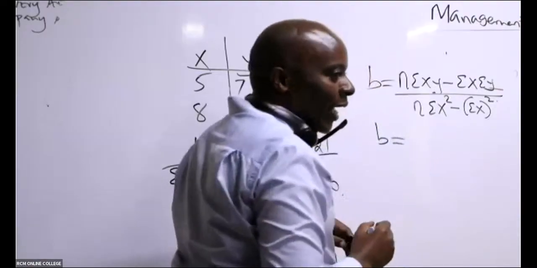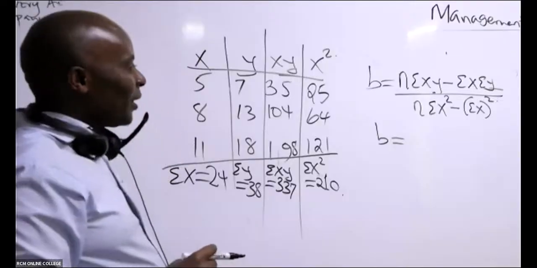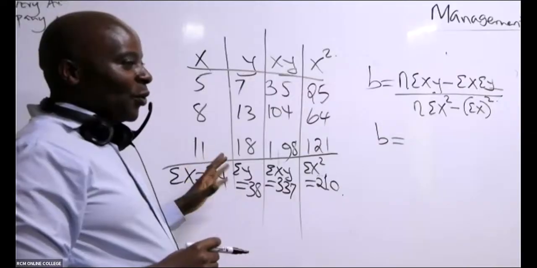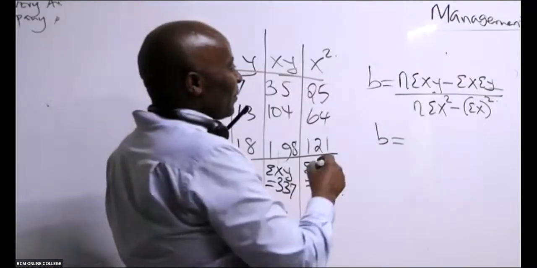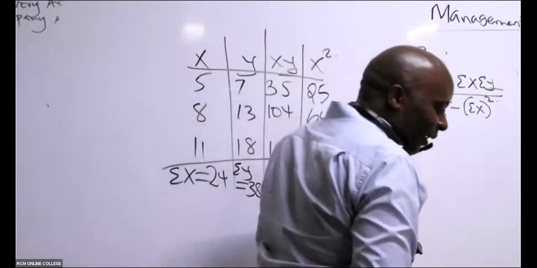So let's try substituting. We know what our N is in this case: the points, 1, 2, 3. N is 3, the number of points xy. So N is 3 there.